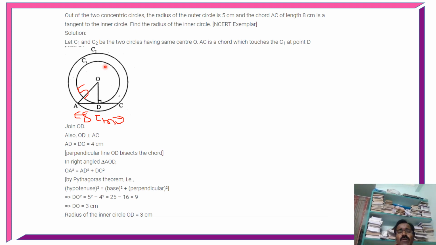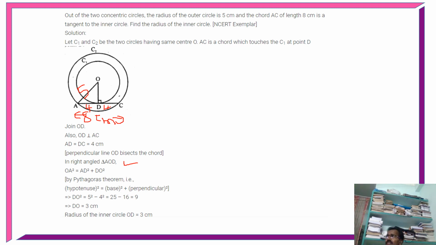In the circle chapter of class 9, you have learned that if you draw any line segment through the point of contact to a chord of the circle, it is a perpendicular bisector. From that we can say that the length of AD is 4 as well as CD is also 4, and here triangle OAD, or AOD, is a right triangle.